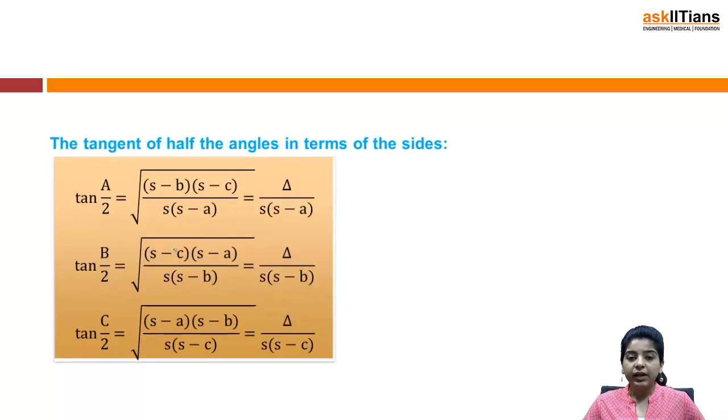And then is tangent of half of the angles in terms of the sides. Tan A by 2 is under root (s minus b)(s minus c) by s(s minus a), and this can also be written as delta, that is area, by s(s minus a). Similarly, tan B by 2 is under root (s minus c)(s minus a) by s(s minus b), and tan C by 2 is under root of (s minus a)(s minus b) by s(s minus c), and this can be written in this form.